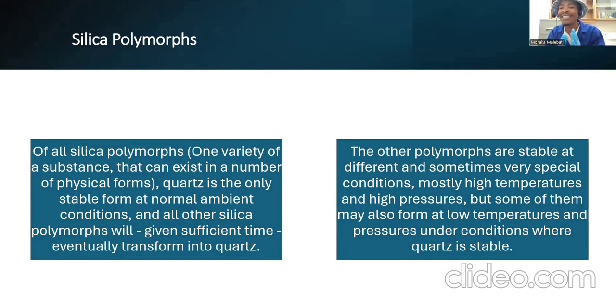The other polymorphs are stable at different and sometimes very special conditions, mostly high temperatures and high pressures, but some of them may also form at low temperatures and pressures under conditions where quartz is stable. From these silica polymorphs, quartz is the most stable one, and the rest of these polymorphs transform into more stable structures when you change the temperatures and pressures.